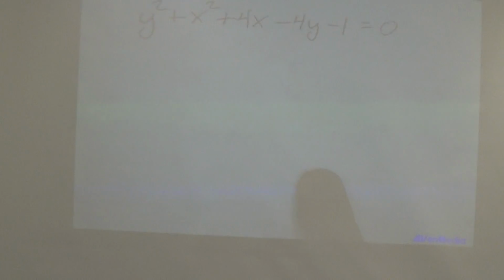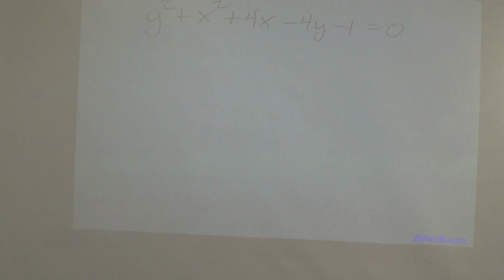Because on this side of the paper, what we're going to do is write down this problem. The problem is y squared plus x squared plus 4x minus 4y minus 1 equals 0. This is where we want to be. This is what we want to do. What we're going to do is write the equation of a circle using completing the square. Okay?